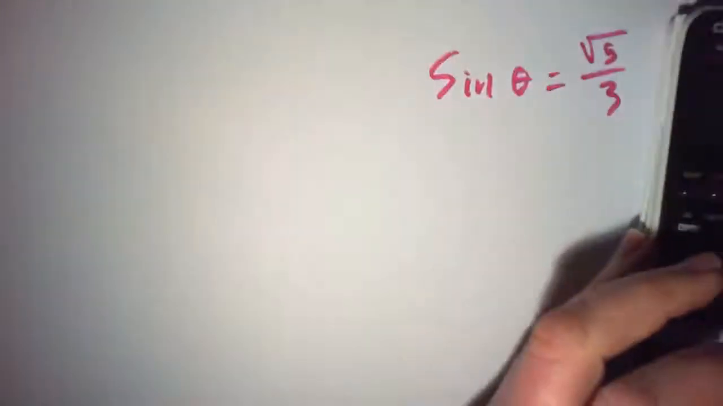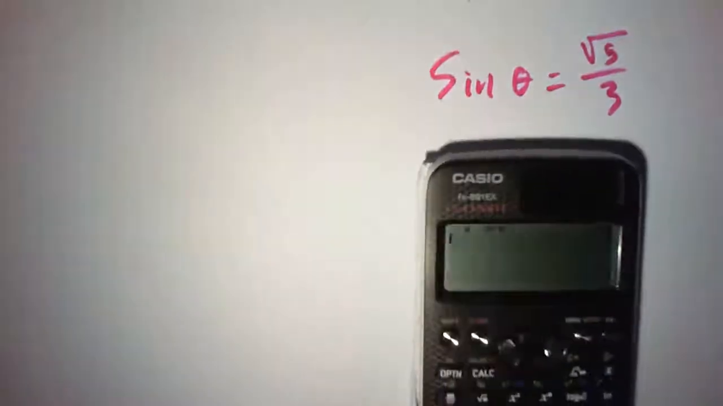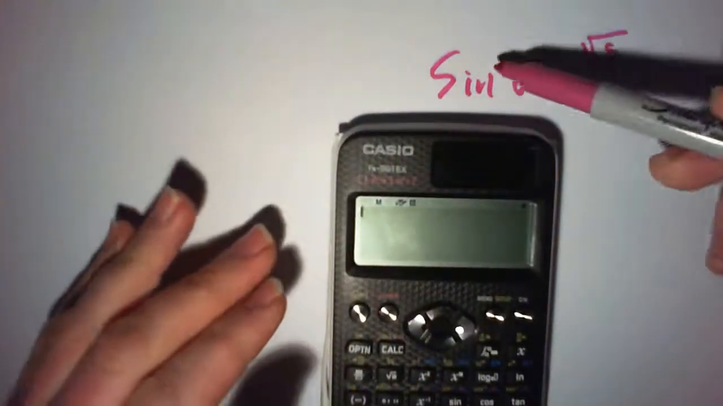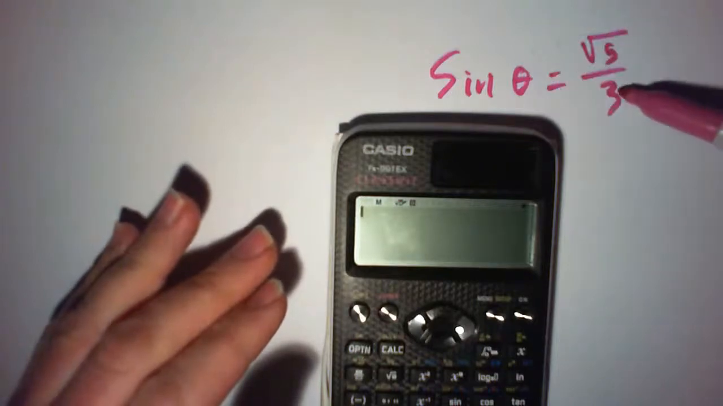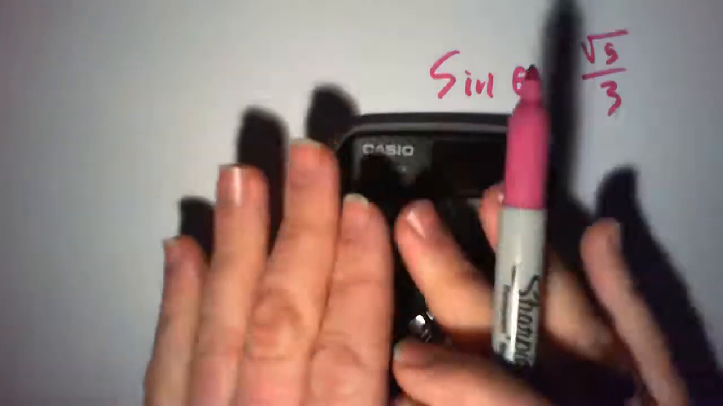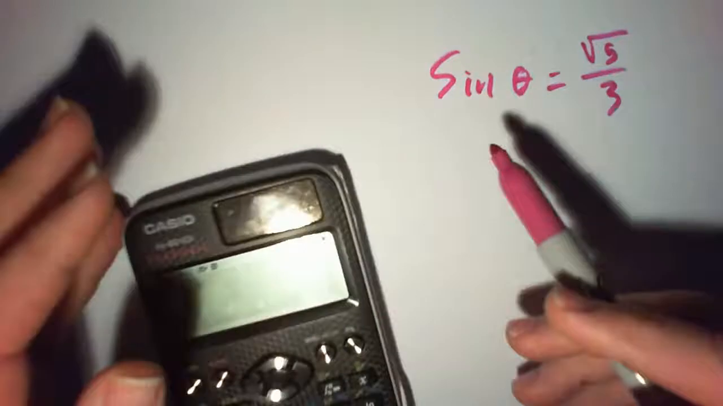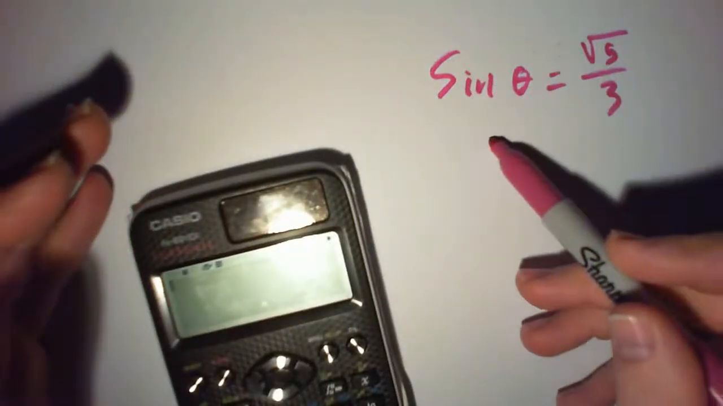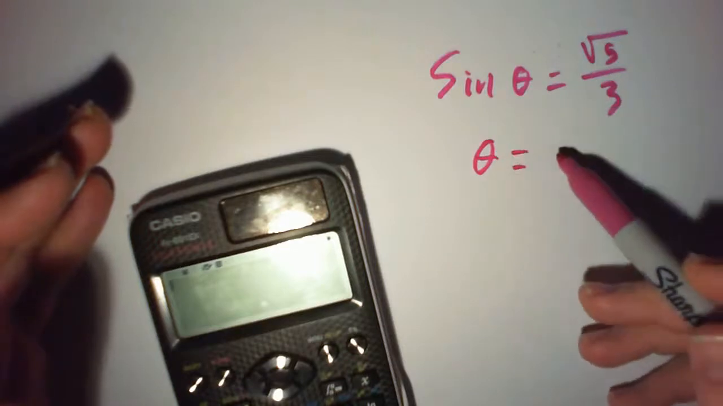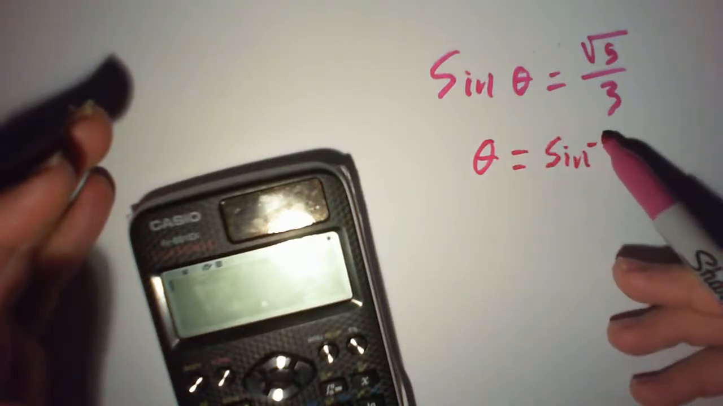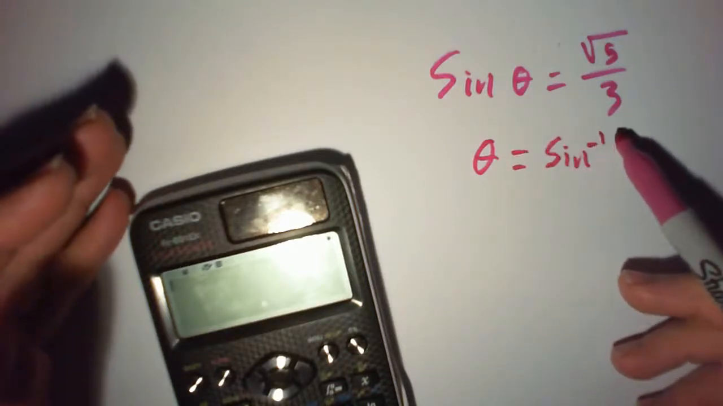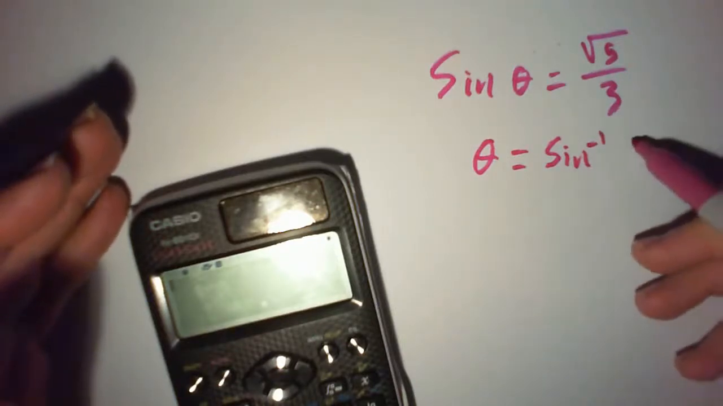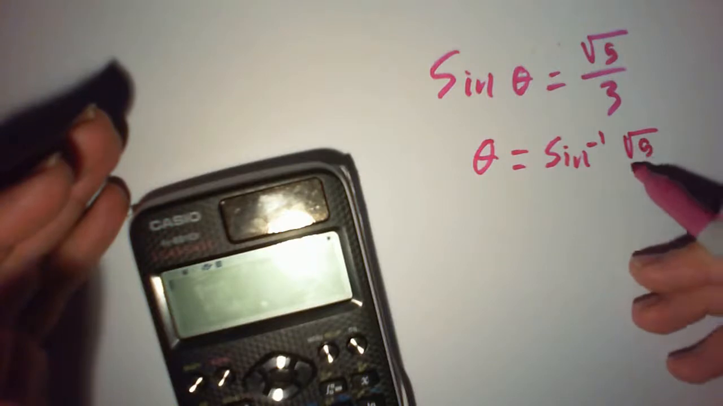Well, get your calculator, okay? Get your calculator. You see it there? So if the sine of the angle is this, well then you divide both sides by the sine. So sine divided by sine is just 1, so theta is equal to the sine inverse. Remember, the minus 1 is not division, it's the inverse, of root 5 over 3.